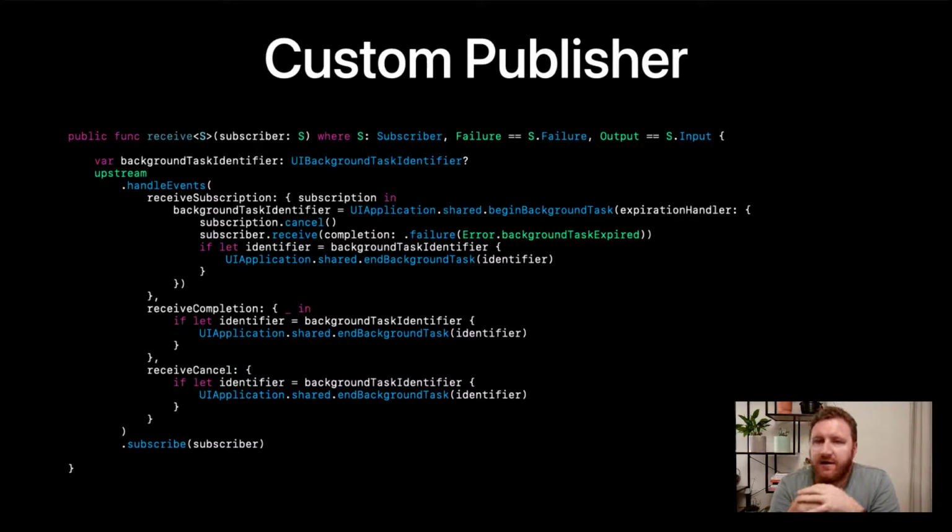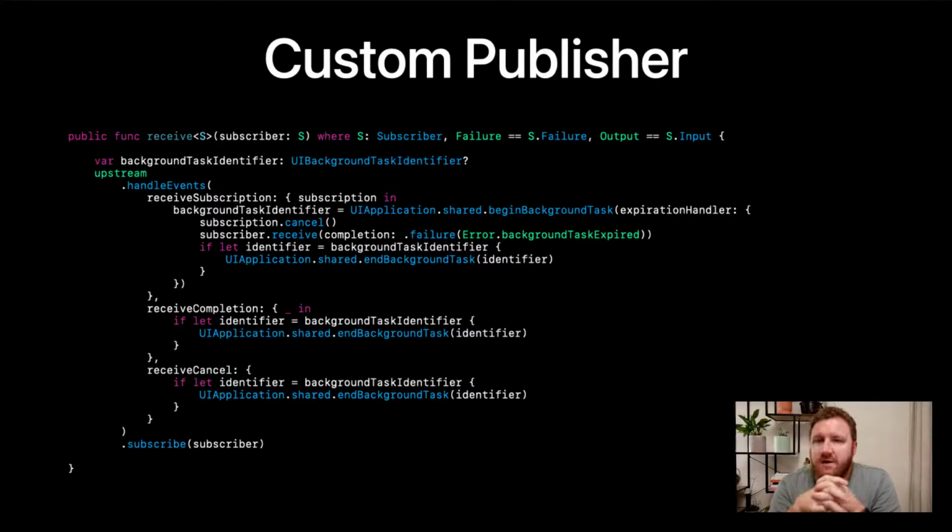And we also provide the expiration handler, because that's required by Apple. So in the event that the background task expires, we will cancel our upstream subscription to our upstream publisher. And then we will tell the downstream subscriber that the publisher ended with a failure, the background task expired error there, you see in the middle. And for completeness, we will also tell UIKit that we've ended the event.